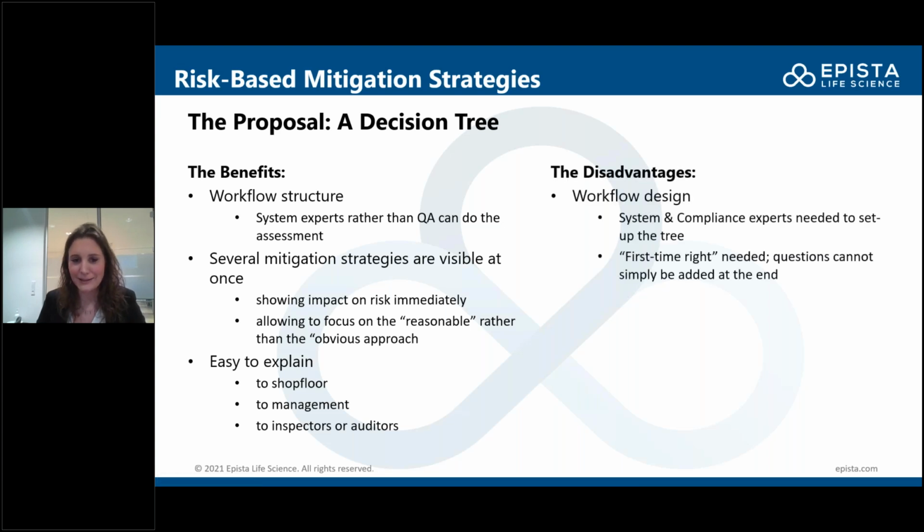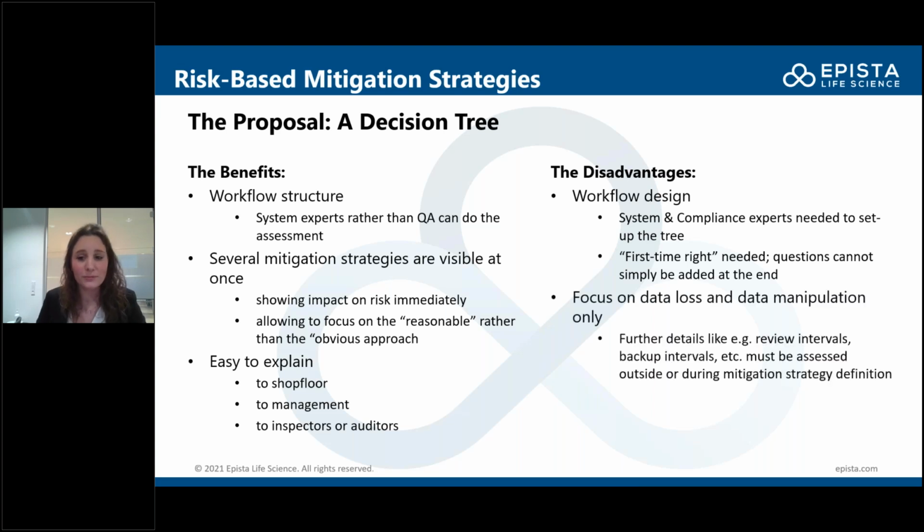Disadvantages, and this is basically just a copy paste from before. You need to have your workflow. Again, we are focusing on the biggest gaps. But the good news is, if you have created the tree and you use it for your assessments, then you can right away use it for your mitigation strategy definition as well. So you don't have to do that work twice.